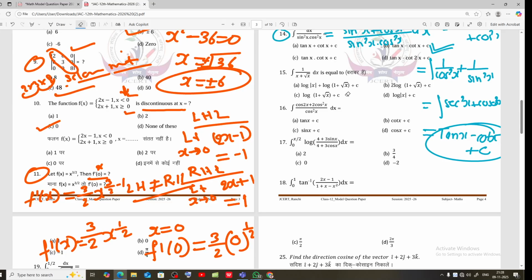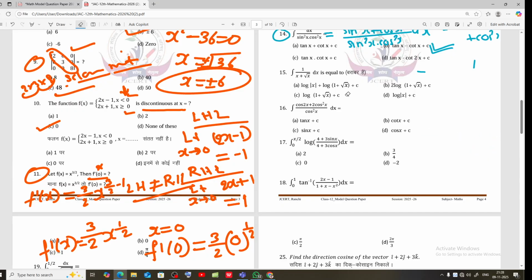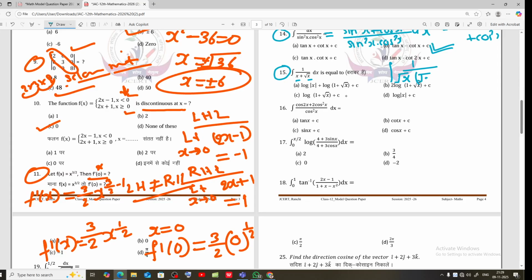So first we can erase this, and question number 15. A logarithmic function is also used in this question. The integral of 1 by x plus root x dx. First we have to find the common factor in its lowest term: x to the power 1 and x to the power half, so x to the power half is common. That means we have root x times root x plus 1 in the denominator.